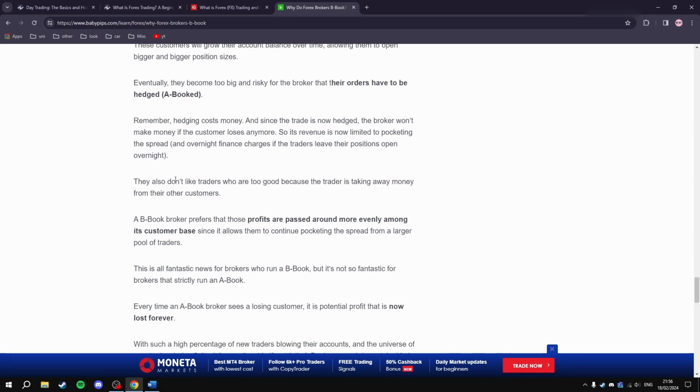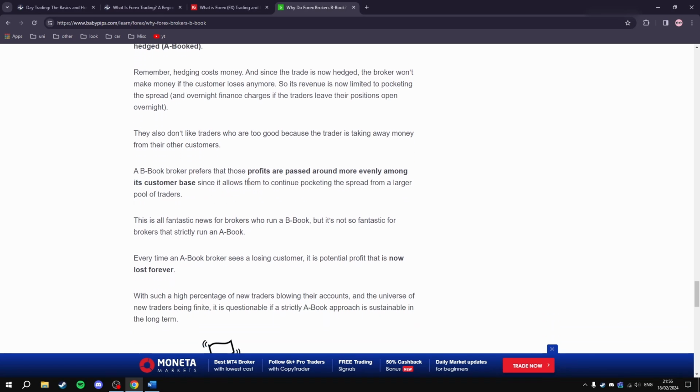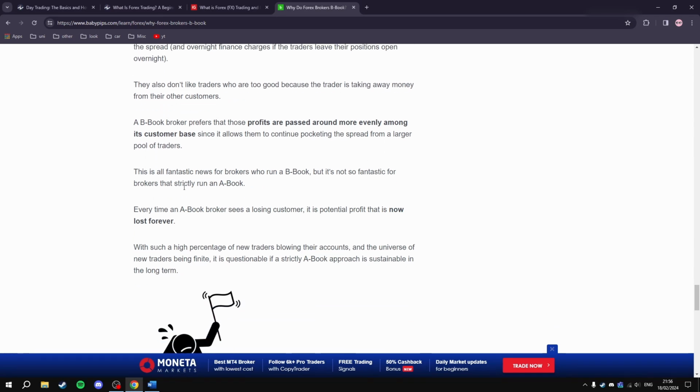They also don't like traders who are too good, because the trader is taking away money from their other customers. A B-book broker prefers that those profits are passed around more evenly among its customer base, since it allows them to continue pocketing the spread from a larger pool of traders. This is all fantastic news for brokers who run a B book, but it's not so fantastic for brokers that strictly run an A book.